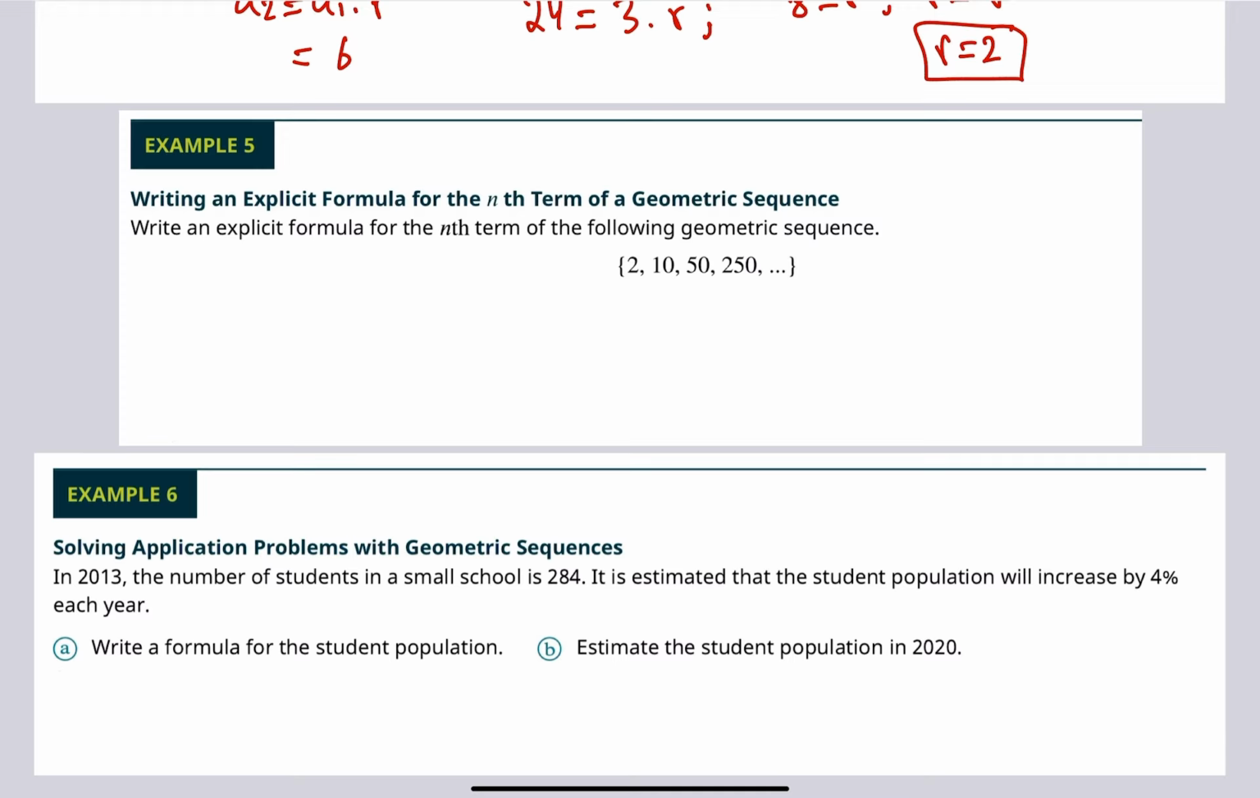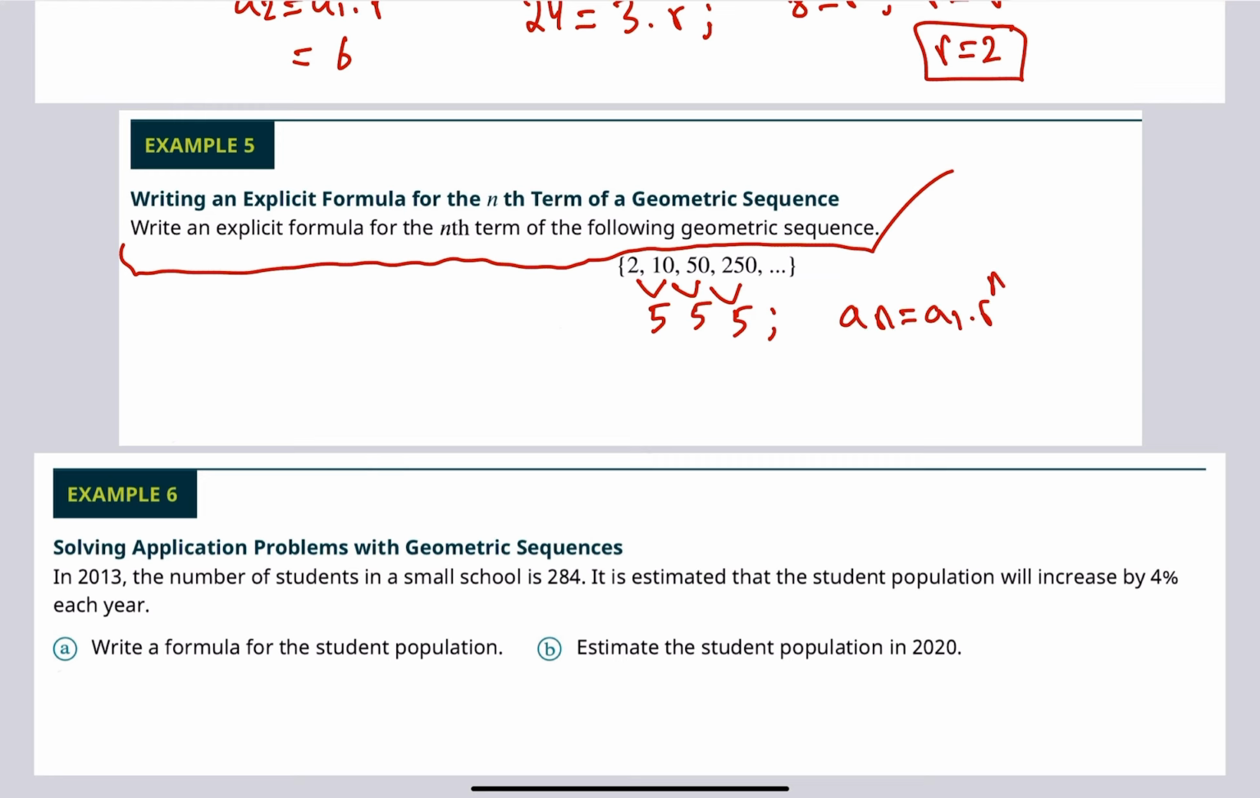Now, write an explicit formula for the nth term of the following geometric sequence. How do I solve this? Well, 10 divided by 2 is 5, and the ratio is 5 each time, right? Then you do a_n equals a_1 r^(n-1), right? a_n, what's the first term? If we're taking a_1, it would be 2. Then r, which is simply equal to 5, to the power of n minus 1. That's it.